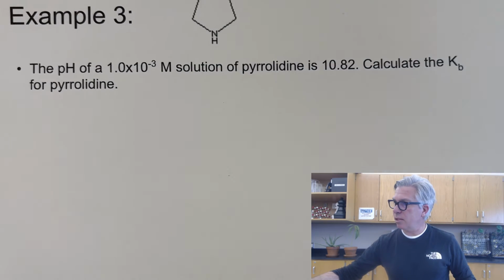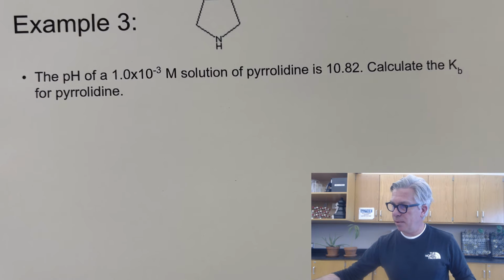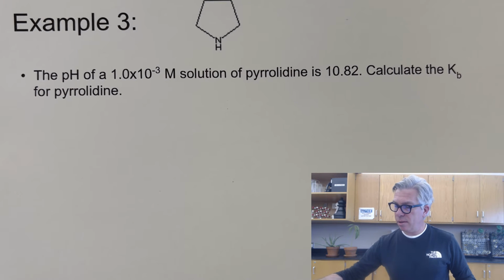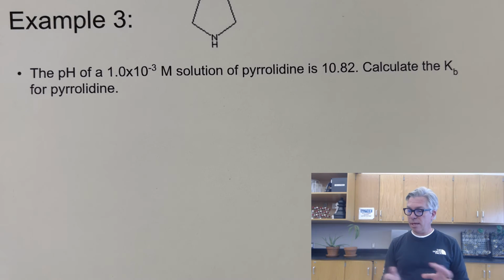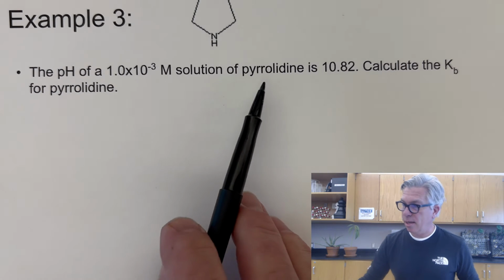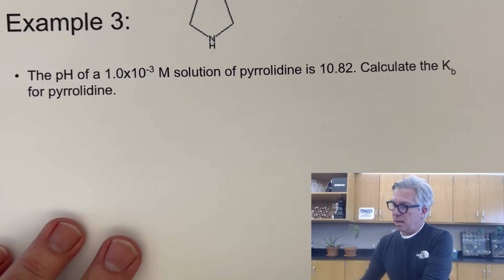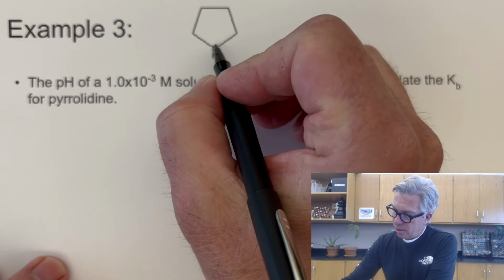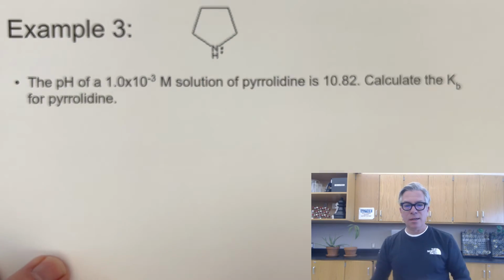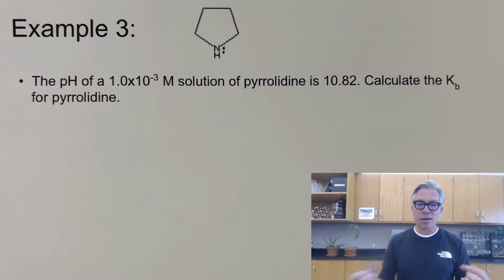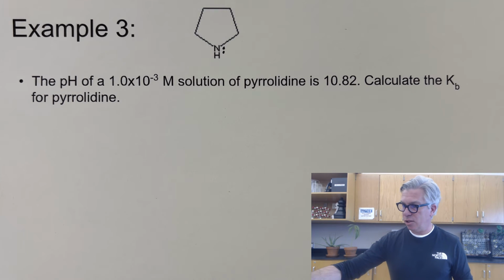And that problem is going to be something like this. The pH of a 1.0 times 10 to the minus third molar solution of pyrrolidine. I included a fun little drawing because pyrrolidine looks like this, and it would have a lone pair sitting on that nitrogen, just waiting for another hydrogen or a proton to be attracted to it.